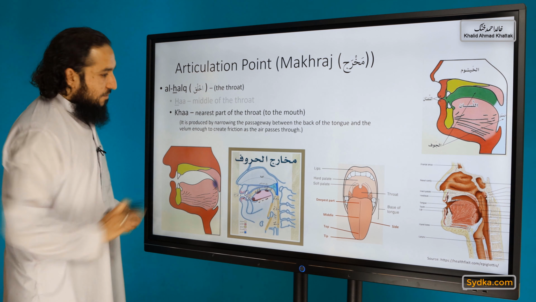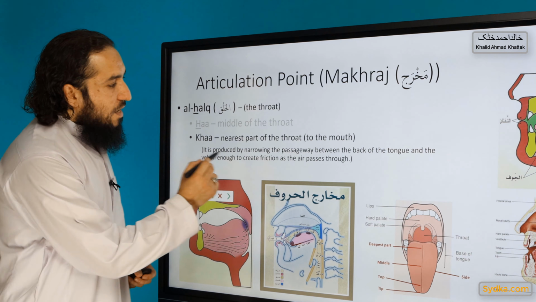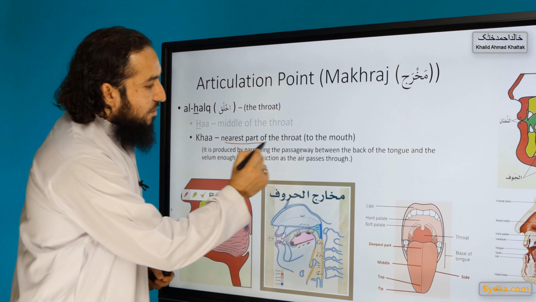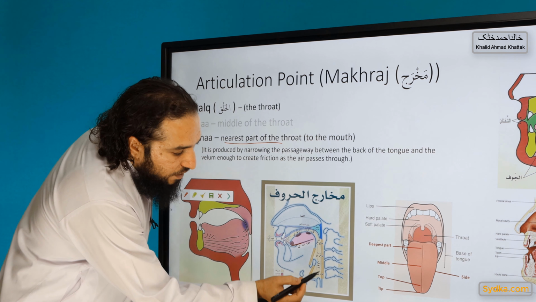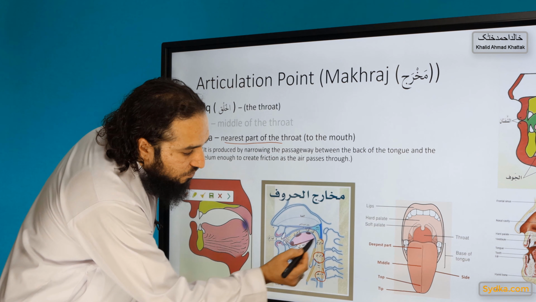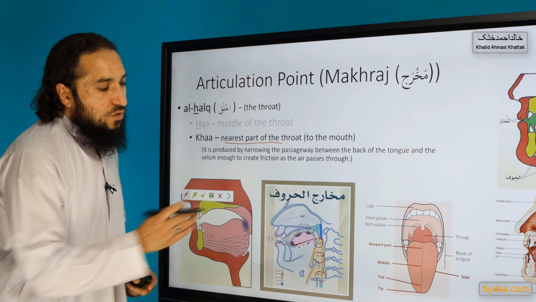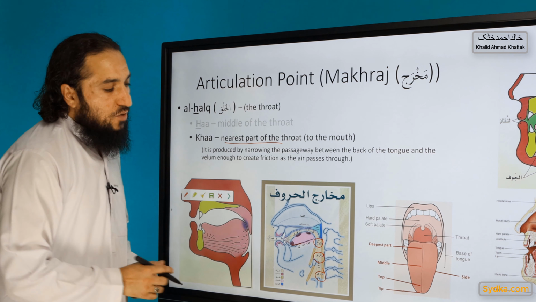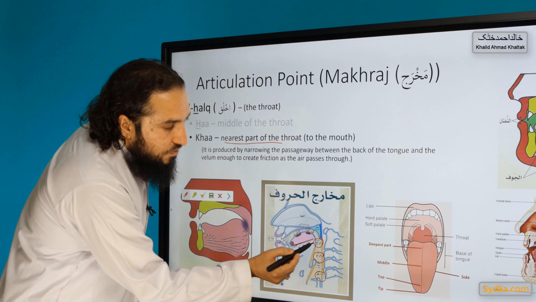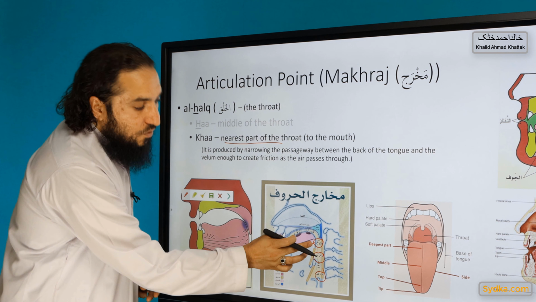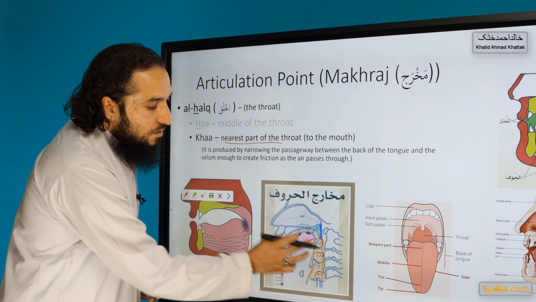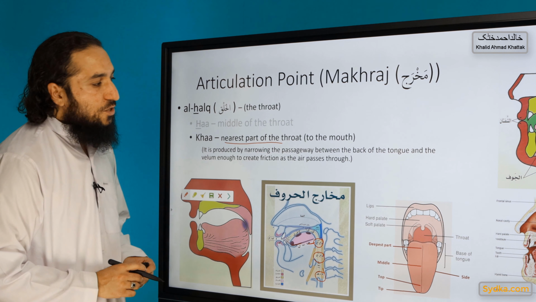Let me explain this. It is the nearest spot. If you see here, the nearest spot. So we have 1, 2, 3 different places where from each place 2 different letters are pronounced, and this is the nearest. That's the nearest spot of the throat to the mouth. Okay, that's the articulation point.